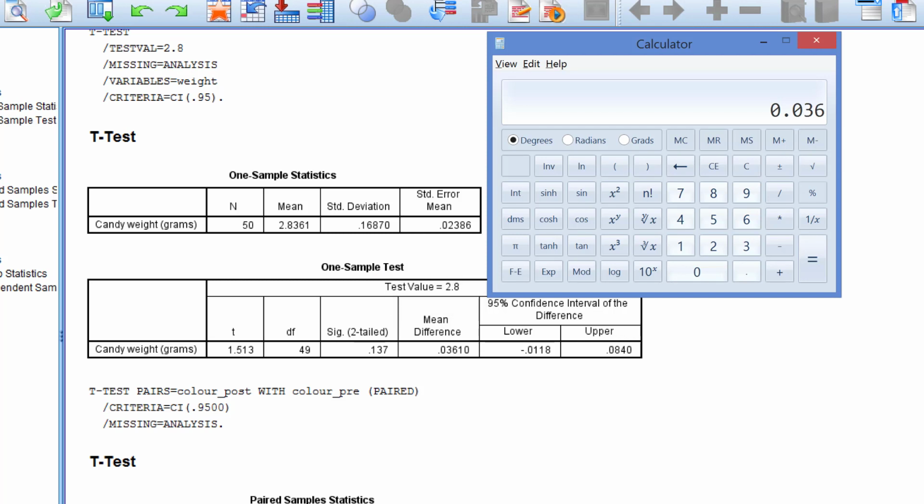If we want to standardize it, we have to divide by the standard deviation. The standard deviation is reported in the one sample statistics table. It is 0.169. So we divide by 0.169 to obtain Cohen's d of 0.21. This is close to 0.20, which, according to our rule of thumb, is a weak effect size.